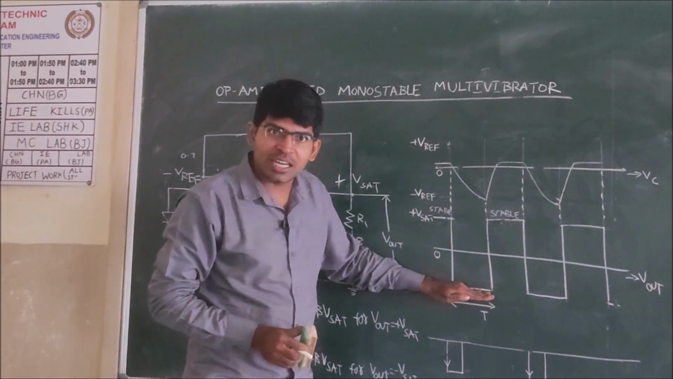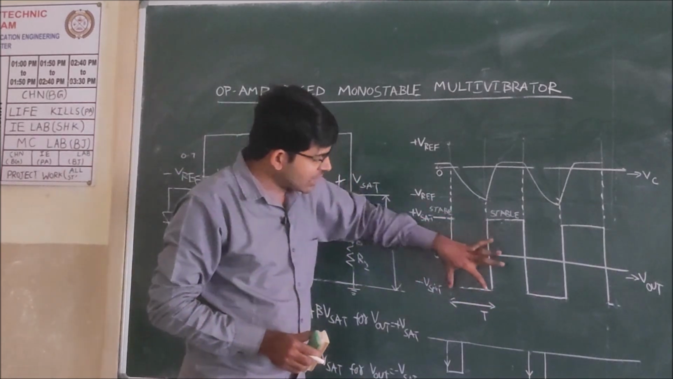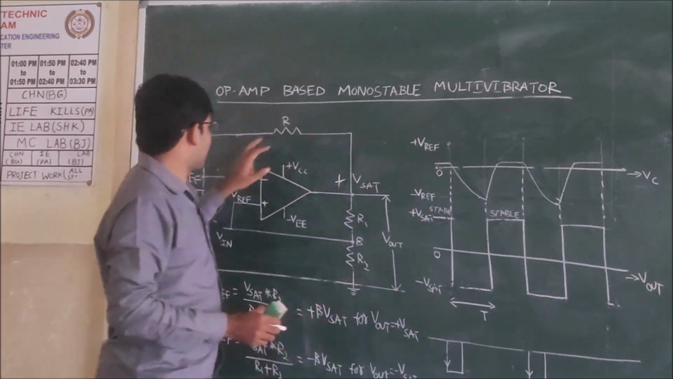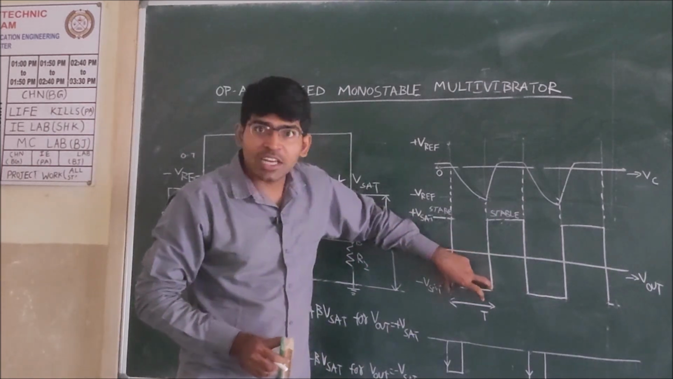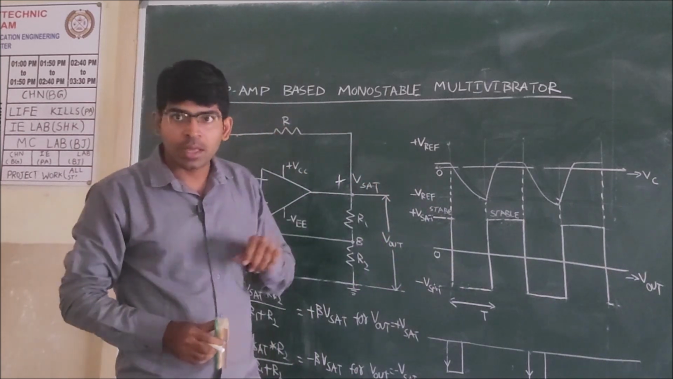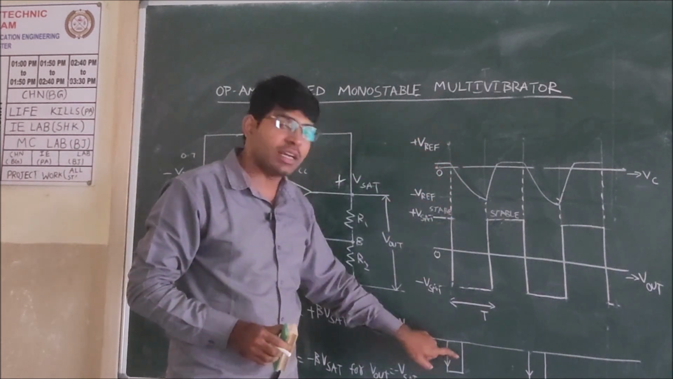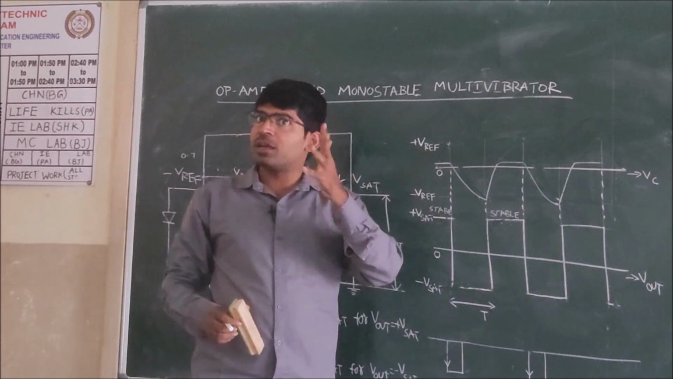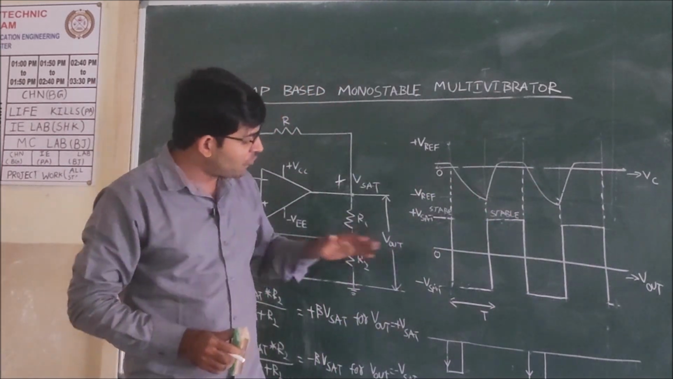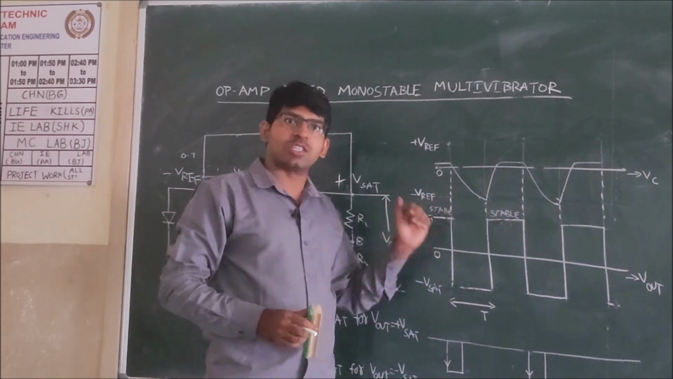But in the second state, it will remain only for a short amount of time. This time period will be decided by the RC time constant which we are taking here, as we discussed in the astable multivibrator. How much time it has to remain in the stable state will be decided by the triggering pulse. If we do not give any triggering pulse, it will remain in the stable state for an infinite amount of time. If we give the trigger pulse, then immediately its state will change from plus Vsat to minus Vsat.